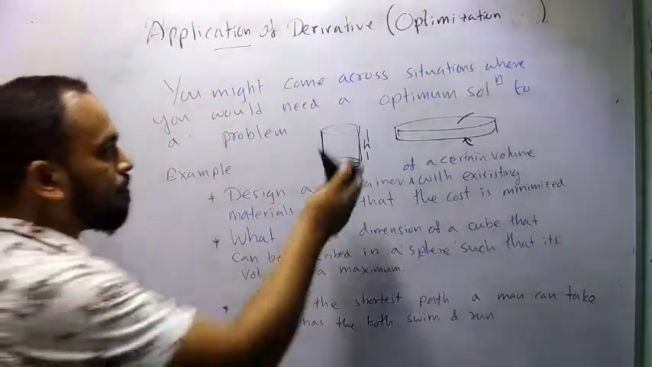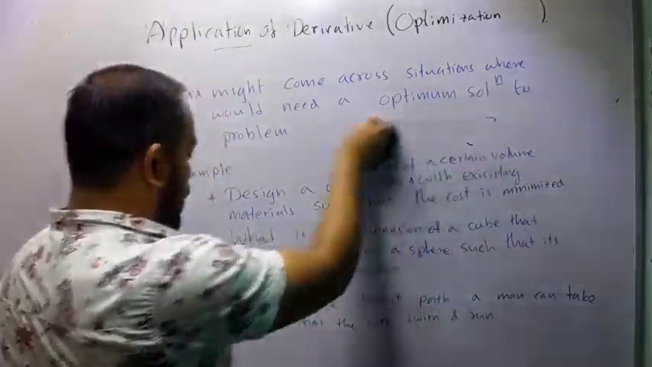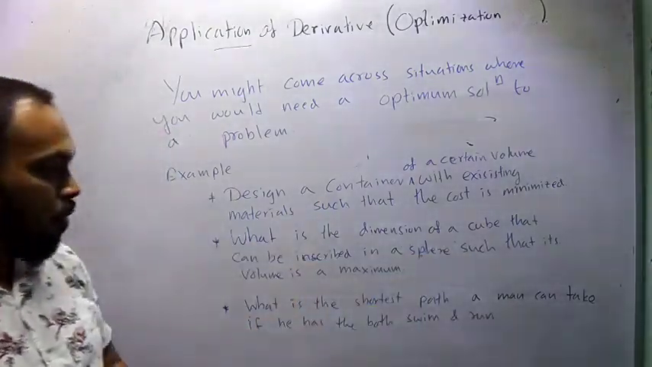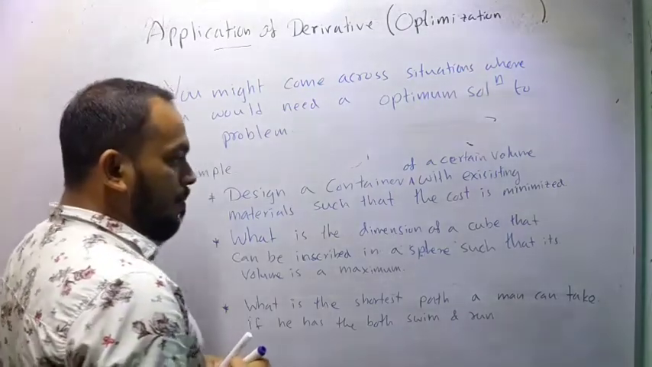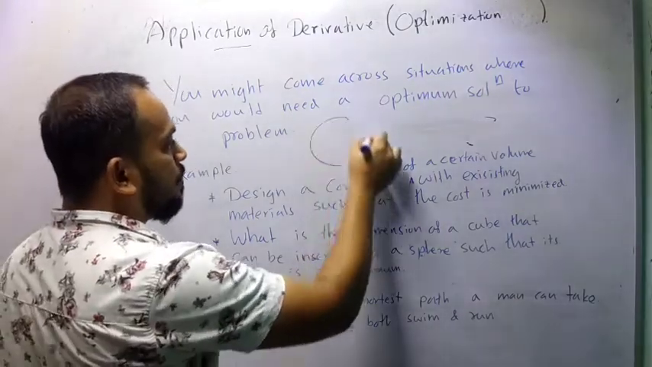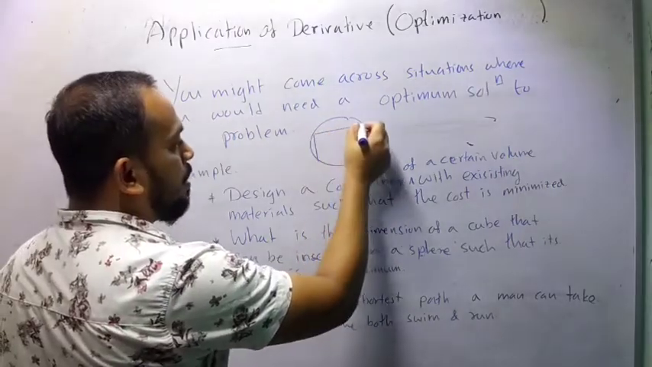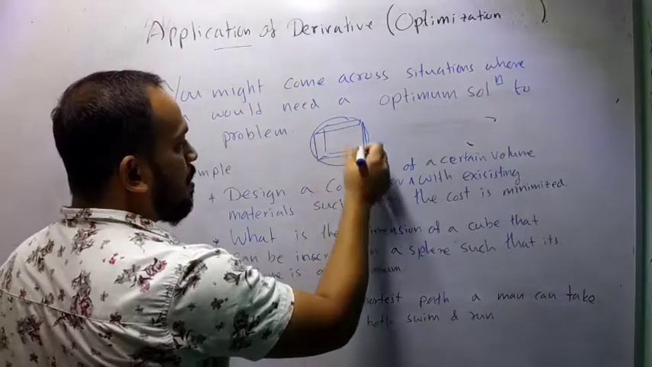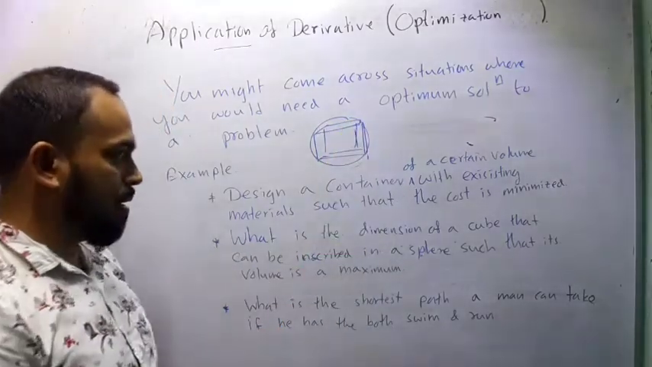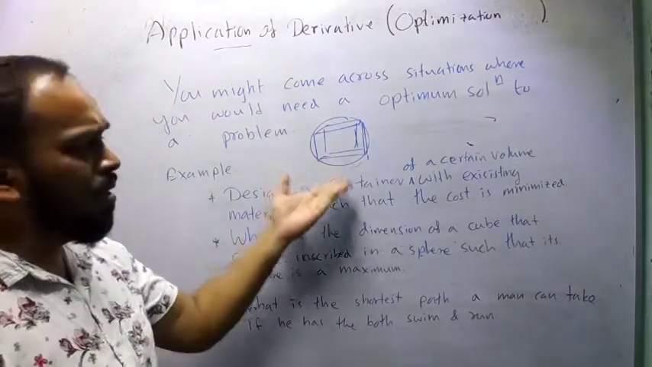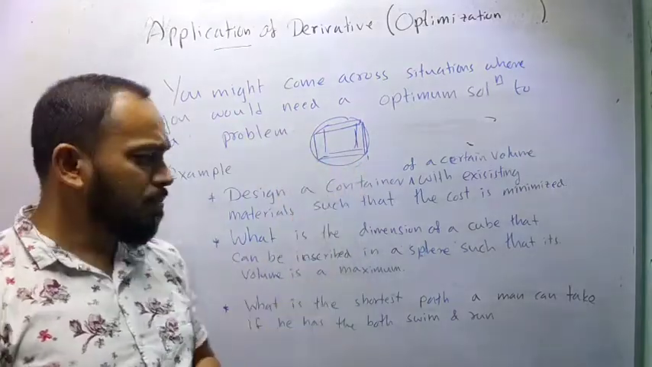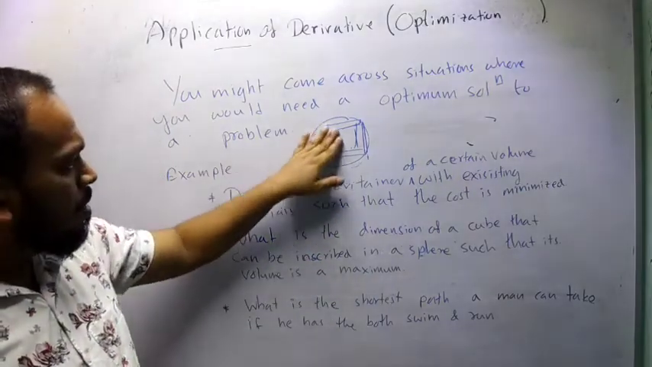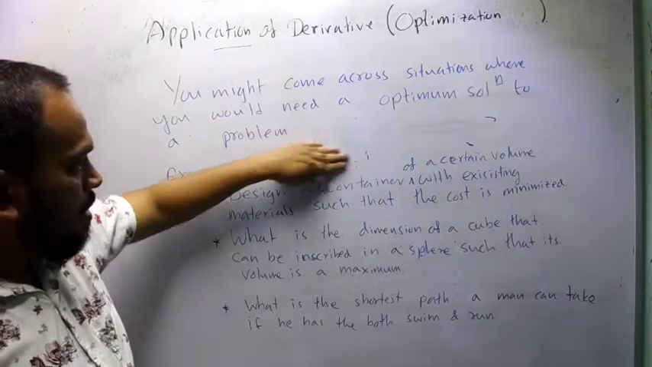This is one example. And then, what is the dimension of a cube that can be inscribed in a sphere such that its volume is maximum? Let's say it is something like this. I said cube, so obviously a cube is, you don't need derivatives to solve this problem. I didn't think this through. Okay, right, good. Maybe let's move on to the next one.